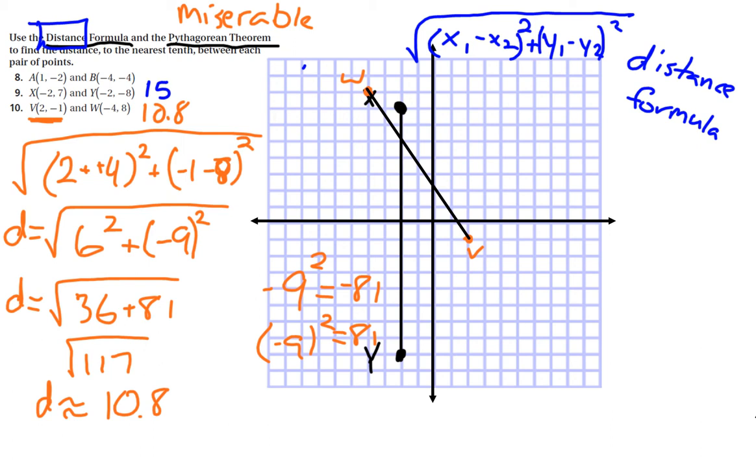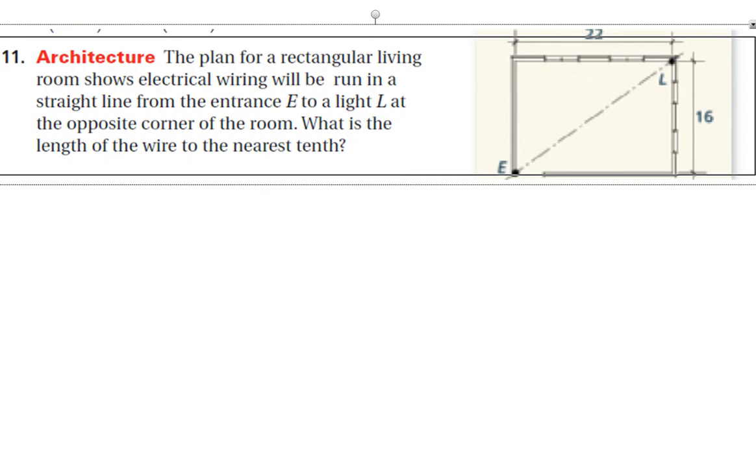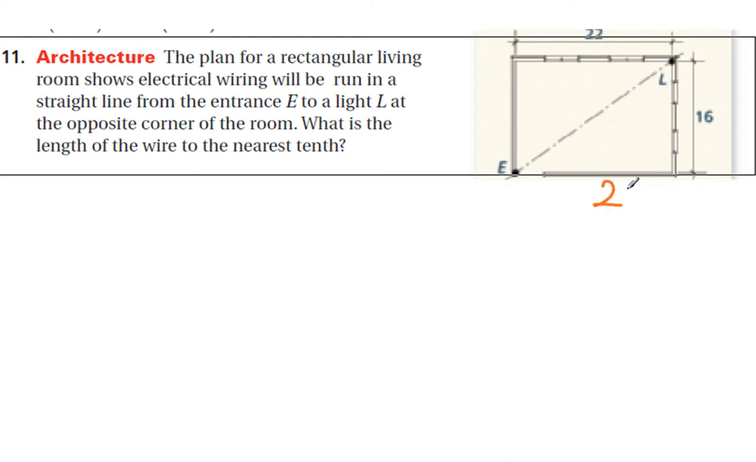Let's do one more. It's got pictures, terrible JPEG pictures. Oh my gosh. Rectangular living room shows electrical wiring to be run in a straight line from E to L. What is the length of these wires to the nearest tenth? This is a middle school question. For serious, why are we doing this? Look, this is a right triangle. 16, 22. Use a squared plus b squared equals c squared. I mean, you wouldn't even use distance formula because there's no x1, y1.